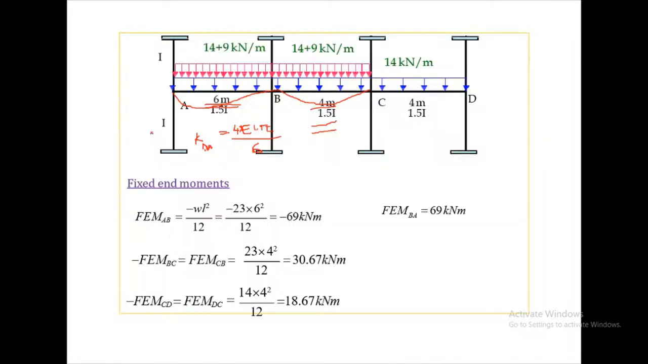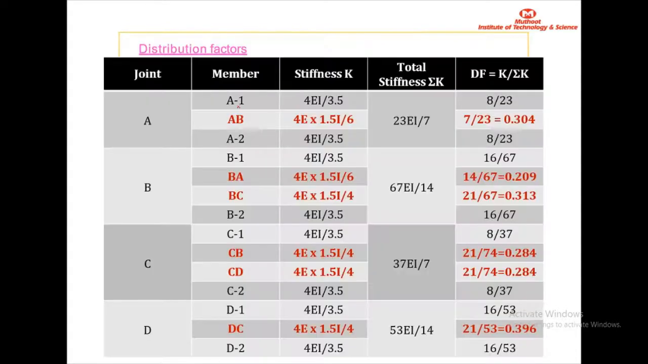If we consider joint A, we have this column, then this column, and this beam. So the sum of the stiffness coefficient will be stiffness coefficient of A1 plus stiffness coefficient of AB plus stiffness coefficient of A2, which is 23 EI divided by 7. And then the next step is to find the distribution factor, which is K divided by sigma K.